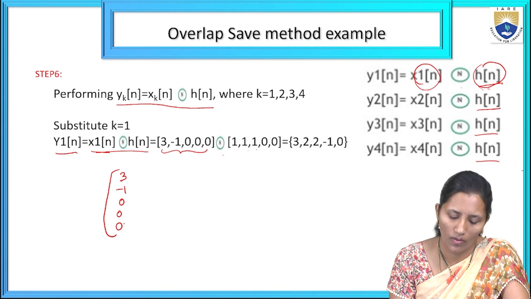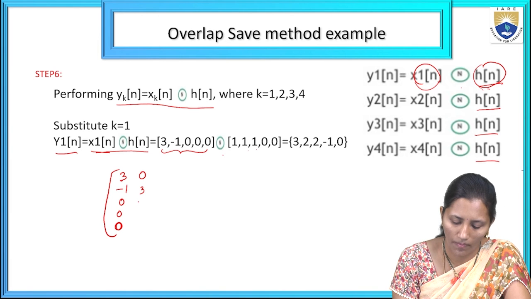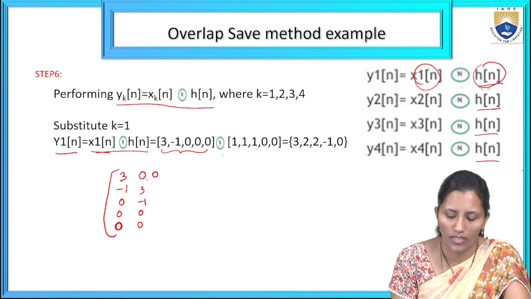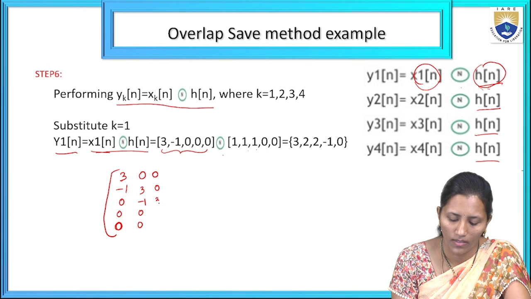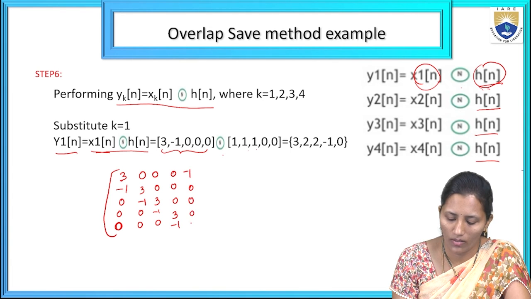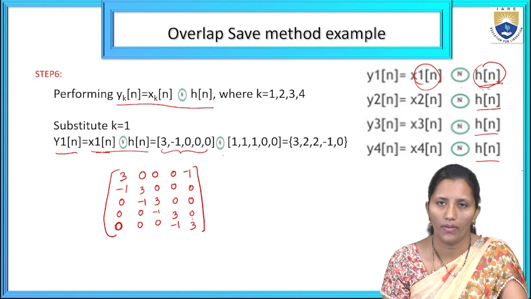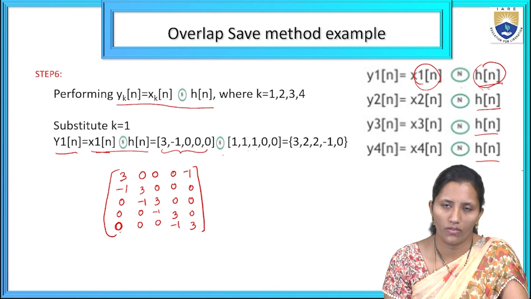So again, how to write this one? The last 0 will come to the first sample and these samples will shift down. So 3, minus 1, 0, 0. Again, this 0 will go to the first sample and these samples we shift down: 0, 0, 0, 3, minus 1. Again, minus 1, 0, 0, 0, 3. If we rotate again, the last sample will give the first row, so we should stop here, which is equal to the length of h of n.